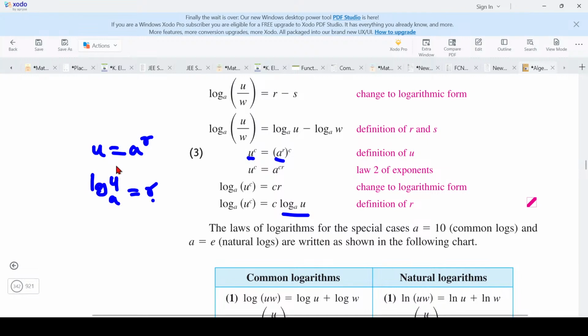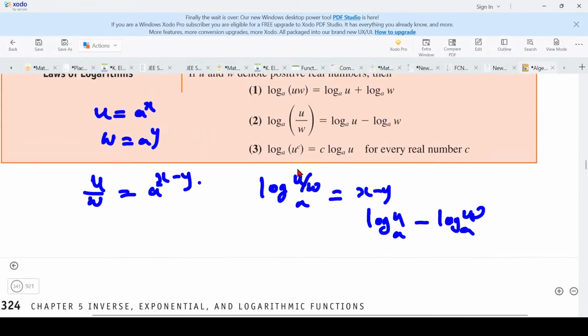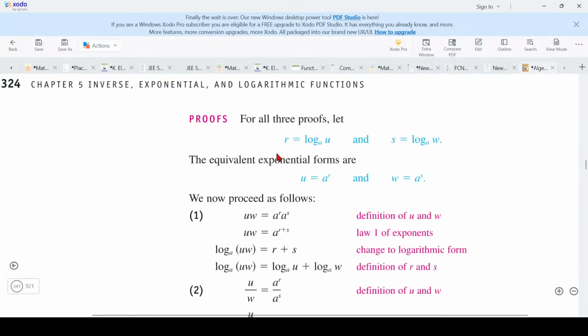Anything you can express in terms of the other two things. If you want to express u in terms of a and r, it will be in exponential form. If you want to express r in terms of u and a, it should be in logarithm form. If you want to express a in u and r, you will write a equals u power 1 by r. So these two will be exponential forms and this one will be logarithm form. Now we understood how we actually derived these three cases.